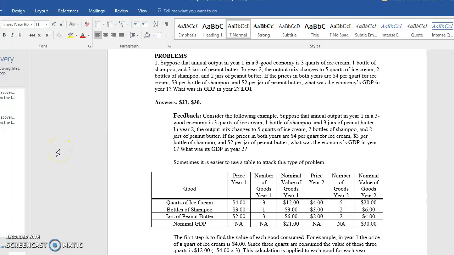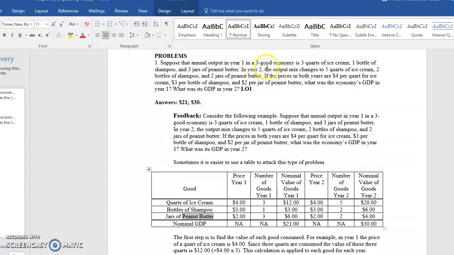Hi, this is problem number 1, end of chapter 7 of your textbook. So this is a country where they produce only 3 items. They produce ice cream, and they produce shampoo, and they produce peanut butter.